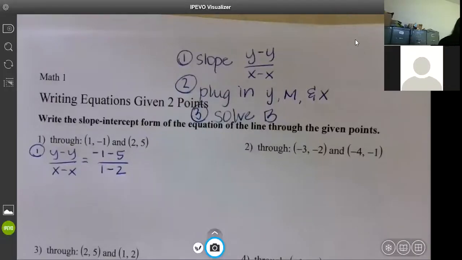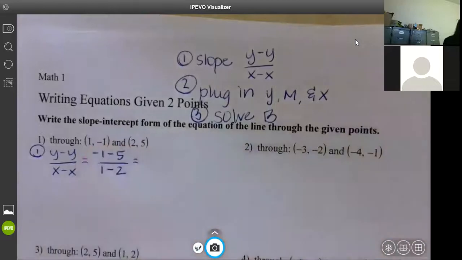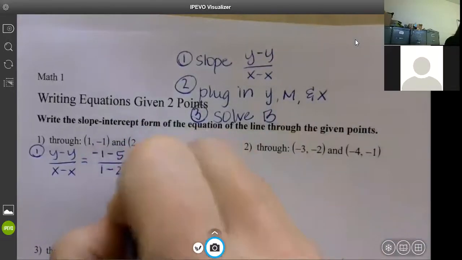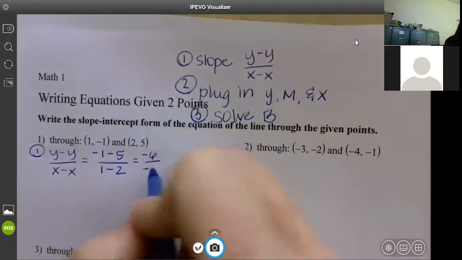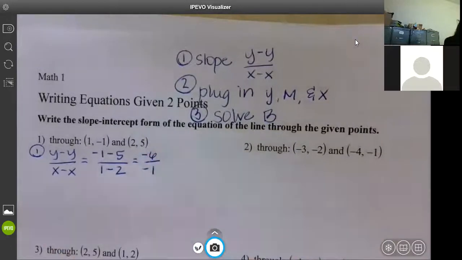Your second x is a 2. So we're going to put those in our calculator. You guys can do that if you want to. I'm going to go ahead and do it by hand. We get -6 over -1 or +6. So that's our slope.